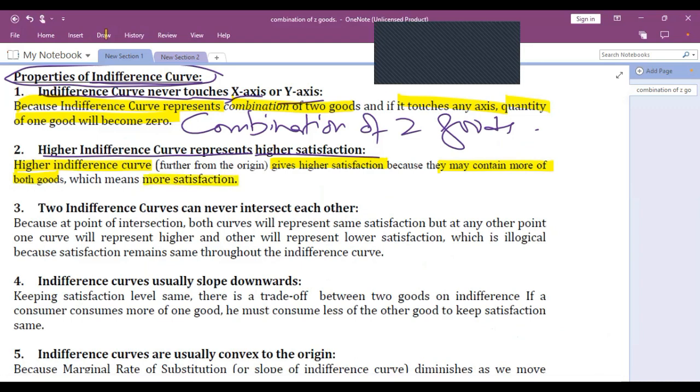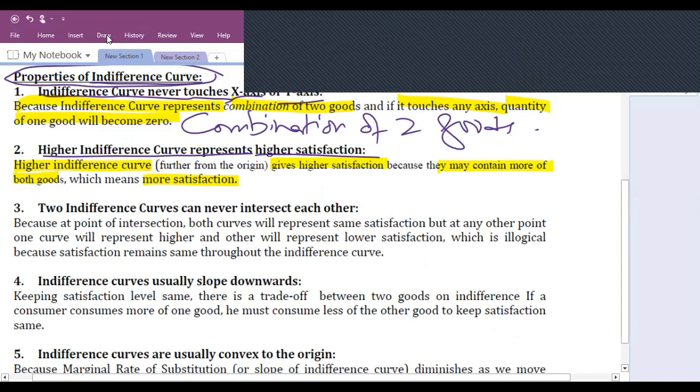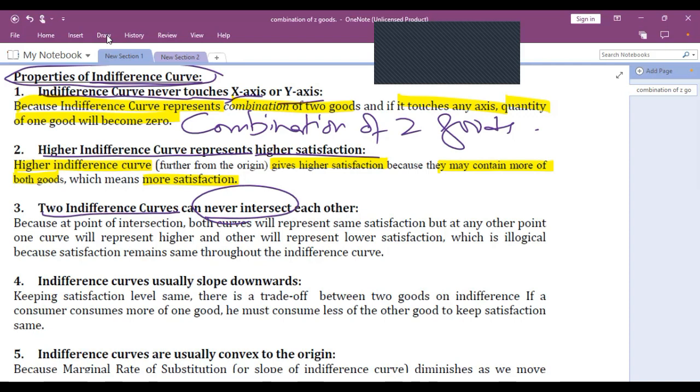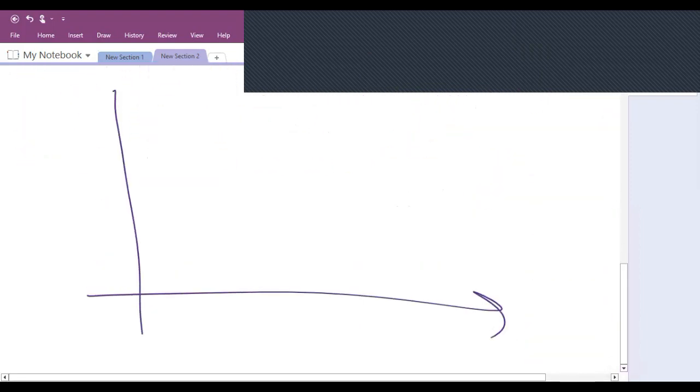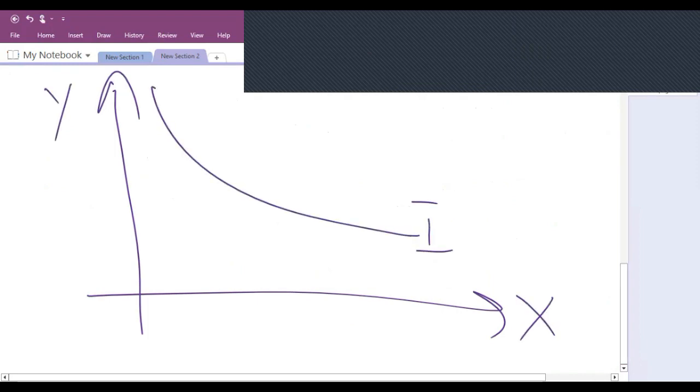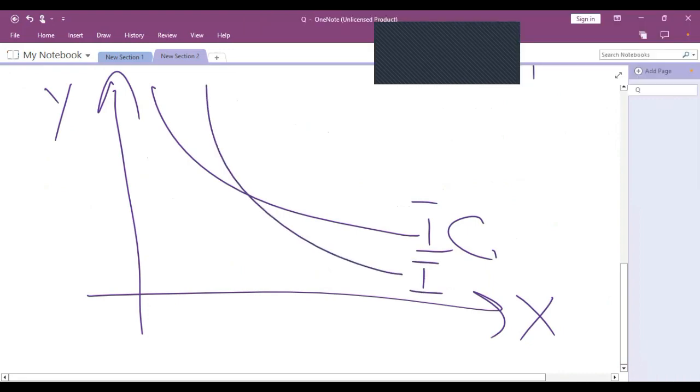More level of satisfaction. The next point, or the third property of the indifference curve, is that two indifference curves can never intersect each other. It means two IC curves will never cross each other at any point. The first IC is IC1 and the second, let's say, is IC2.